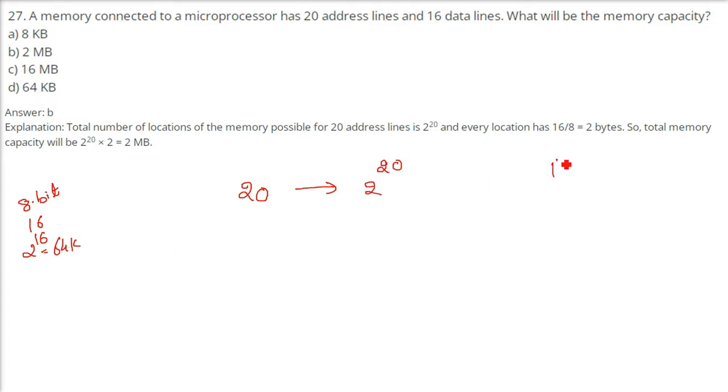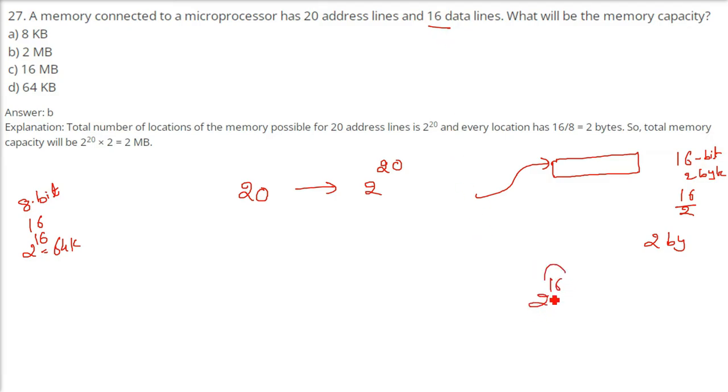Now these 2 to the power 20 are the locations, but since it is given that it has 16 data lines, that means every location holds 2 bytes. Please remember, 16 data lines means 16-bit, which is two 8-bits, and one 8-bit is 1 byte. So we have to multiply 2 raised to 20 by 2 to get the final answer. It is not the total answer by itself. This 16 has come from 2 bytes.